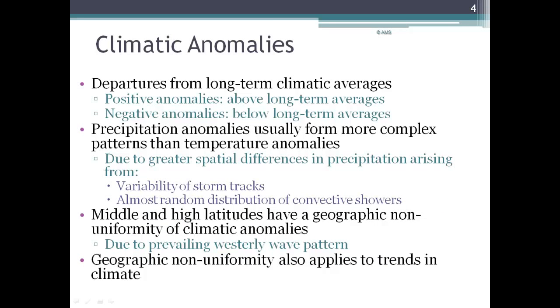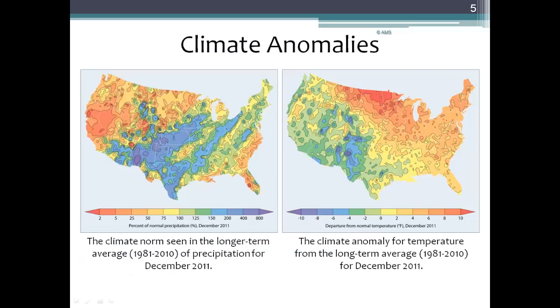Anomalies are departures from these normals, from these long-term climatic values. Positive anomalies mean that they are above the averages. Negative anomalies mean that they're below the averages. We typically look at temperature anomalies, but we can also look at precipitation anomalies, though they are more complicated due to spatial variation in precipitation. This picture shows precipitation anomalies, and you can see just from the pictures how complicated the patterns are.